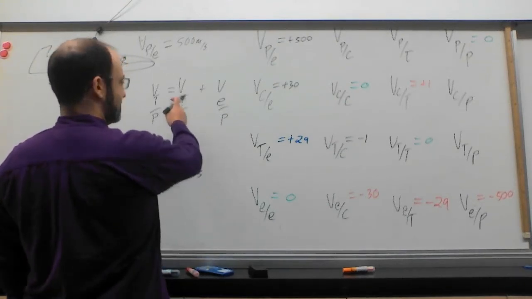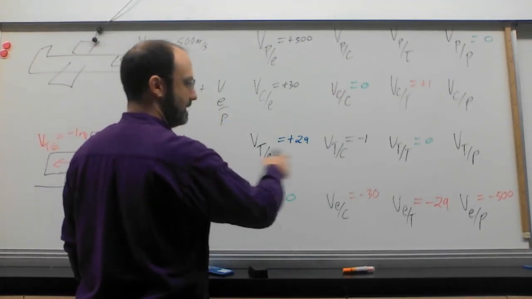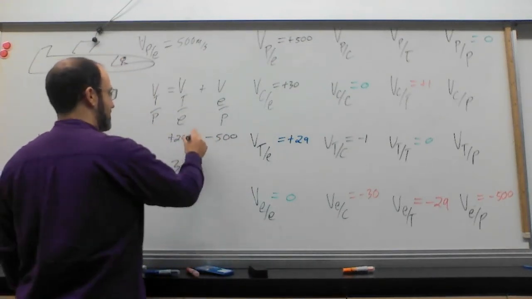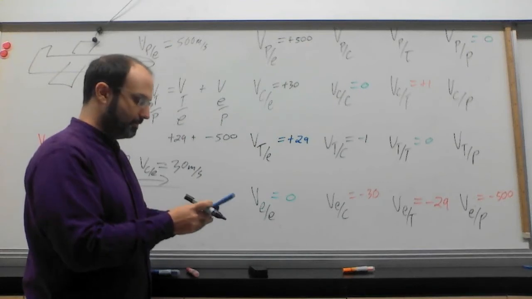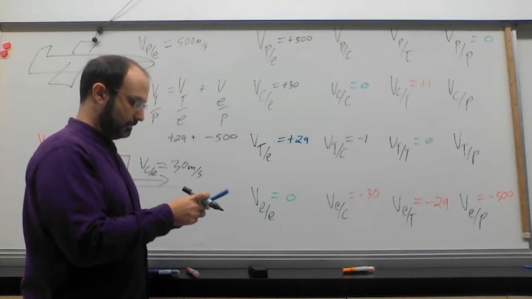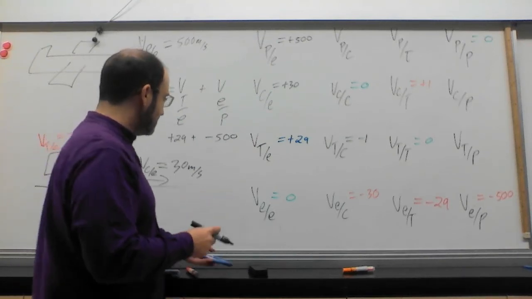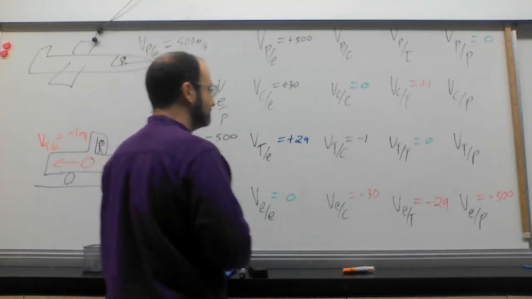Well, this is T over E, so we know that one is plus 29. And E over P, we know is minus 500. And we're just going to add them. So I'm going to take my trusty calculator, 500. And I'm going to get negative 471.